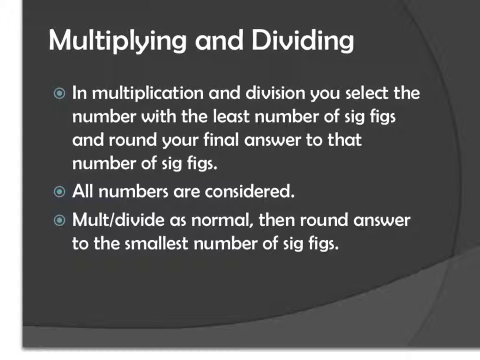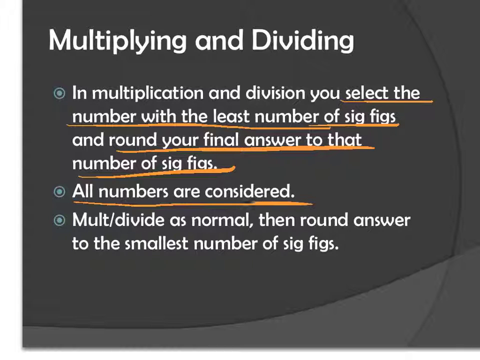Multiplying and dividing is a little bit different. In this case, we're still going to select the number with the least number of sig figs, and we're going to round our final answer to that number. But in this case, we're looking at all numbers, not just numbers to the right. So it's actually a little bit easier, which works out for us because mostly we're going to be multiplying and dividing. So we're going to round the answer to the smallest number of sig figs after multiplying and dividing.